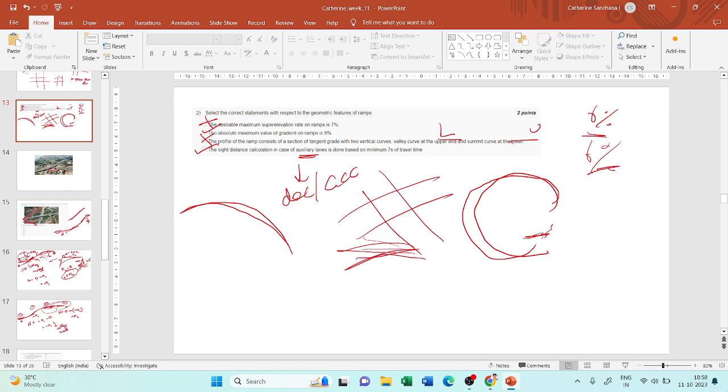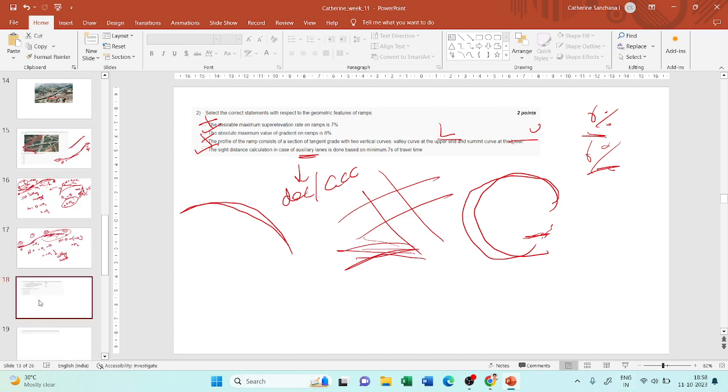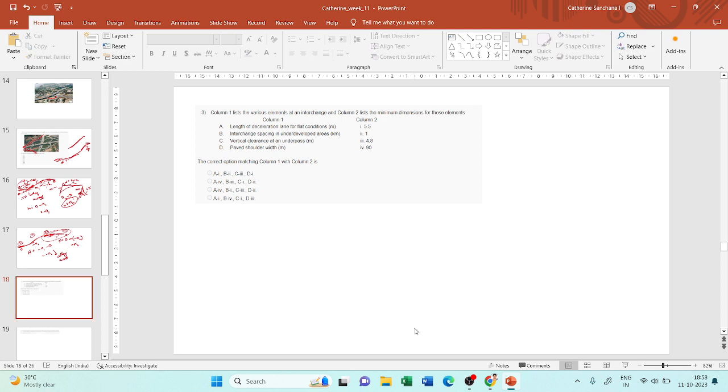Yeah, moving on to the next question. Column 1 lists the various elements of an interchange, and column 2 lists the minimum dimensions of these elements.